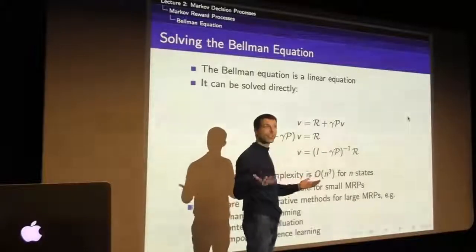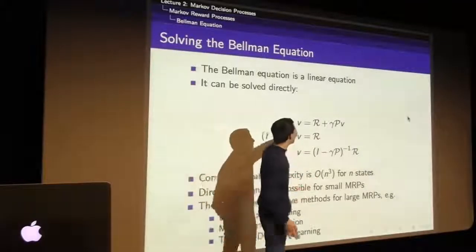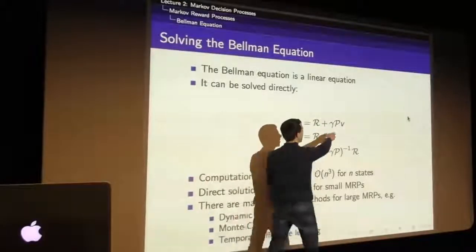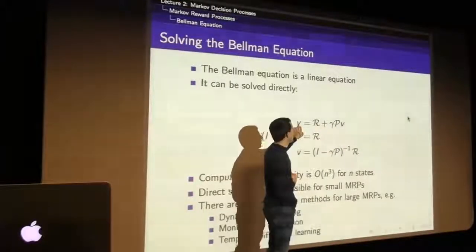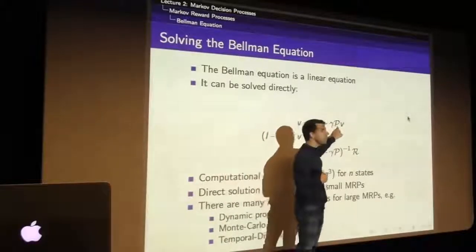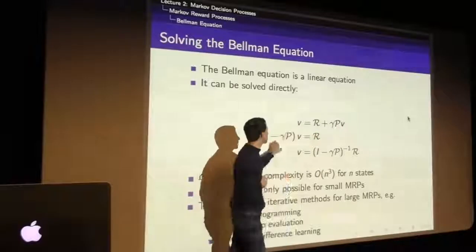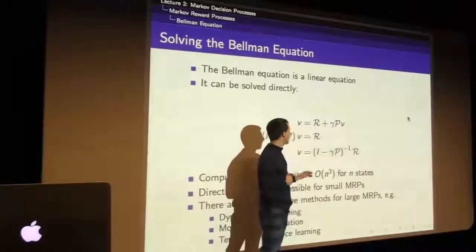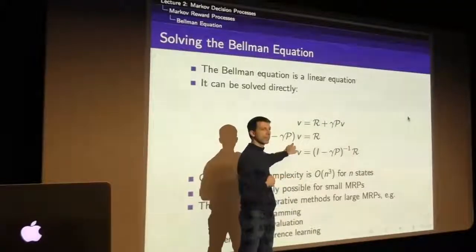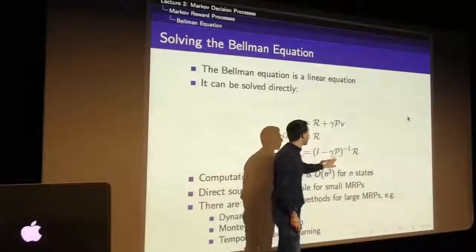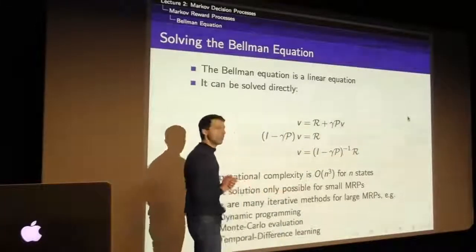Assuming that our matrix is small enough to invert, what we can do is just write out our linear equation now. All we're going to do is collect together the v terms here. So we've got, if you like, identity times v here, and gamma P times v here. So we collect those together on this side: (I minus gamma P) v equals R, and then we just invert this matrix. Okay? And this is the solution to the MRP.